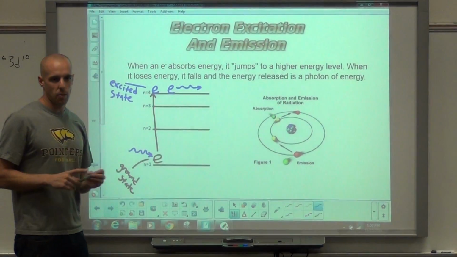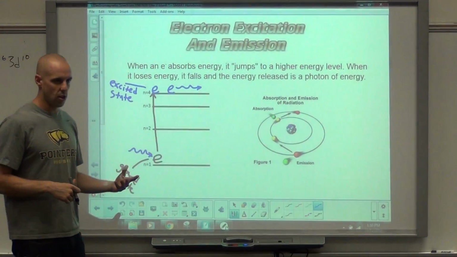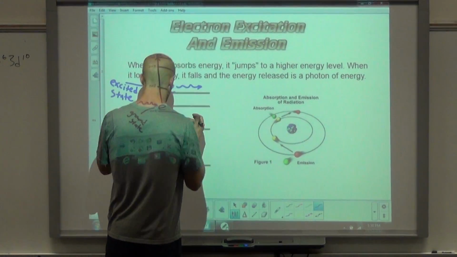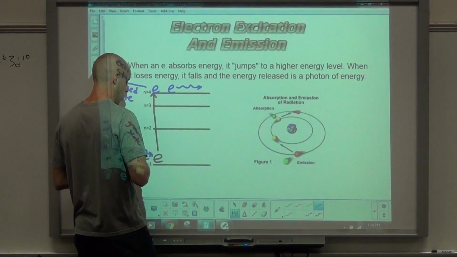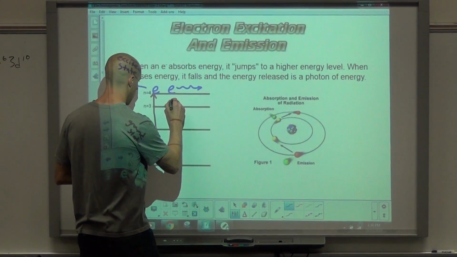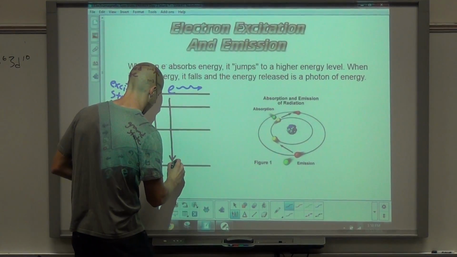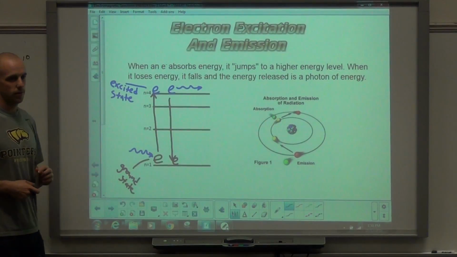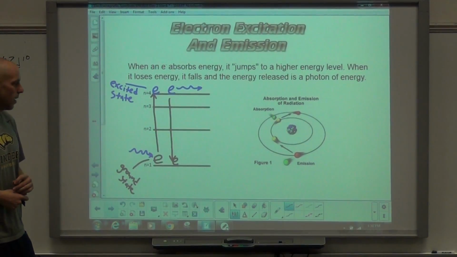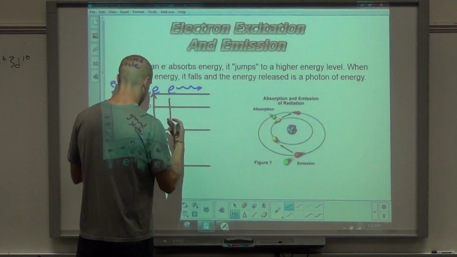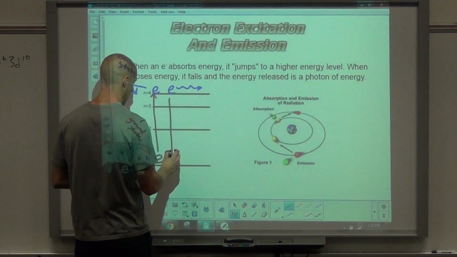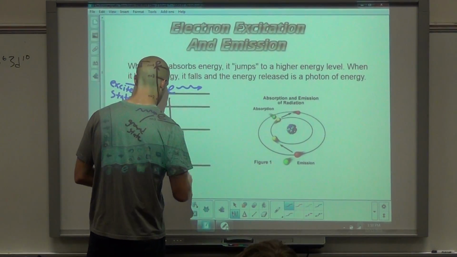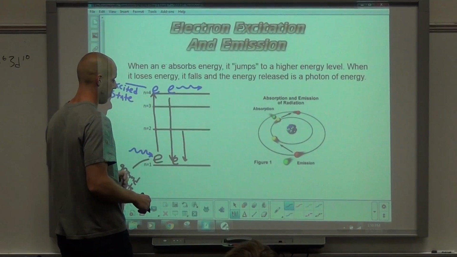And in our lab on Monday, we're going to be able to see the different colors that they're emitting. Okay, so it's going to emit that in a certain type of electromagnetic radiation. We're talking about colors right now. And it's going to fall all the way back to this ground state. Okay, what we need to recognize is that sometimes an electron gets excited and it only goes to the second level here. So it can drop from second back to the ground state.